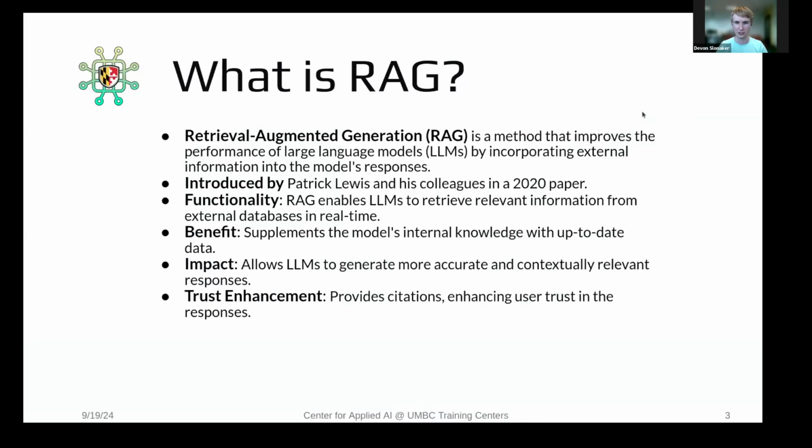The benefit of this is that a model's knowledge is not always up to date with current information, but with RAG, you can just insert new information in a database and it will be up to date. So it's kind of nice. The impact is that this allows LLMs to generate more accurate and contextually relevant responses and to hallucinate less. This also enhances trust, as RAG can also provide the sources as to where it got the information from.